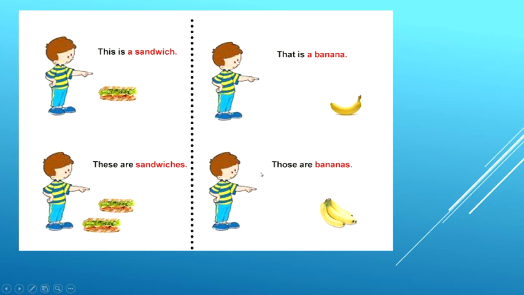Those are bananas. Now you can see that bananas are plural in number and they are far from the speaker. So the demonstrative pronoun those is used and the sentence to point out at bananas becomes: Those are bananas.